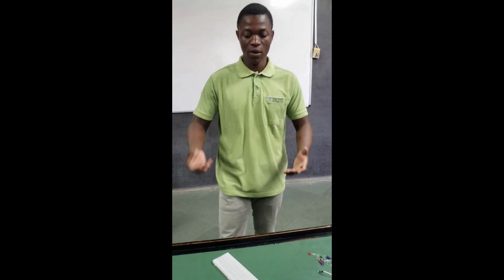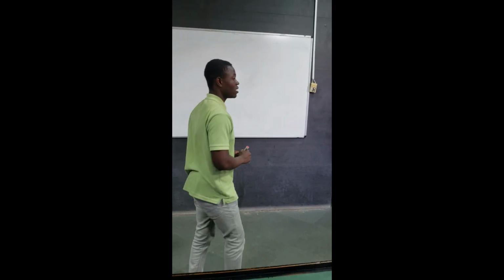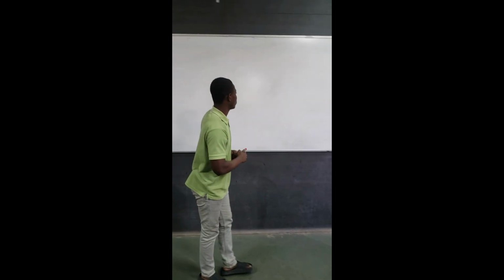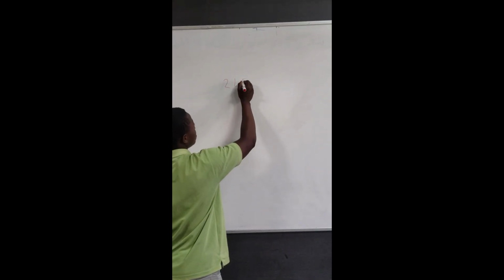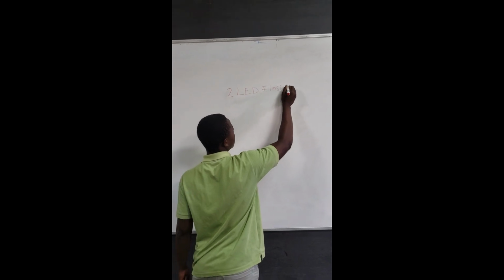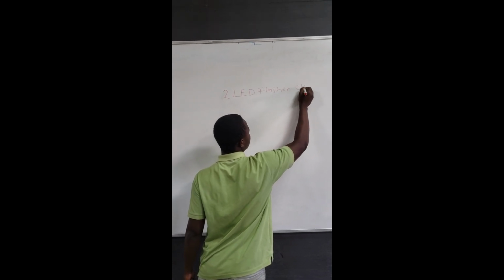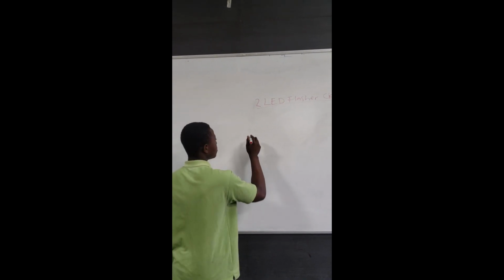Okay, so here I'm going to start with my circuit prototype. I'm going to draw the circuit on the board. Our circuit is the 2 LED flasher circuit. Our circuit diagram is as follows.